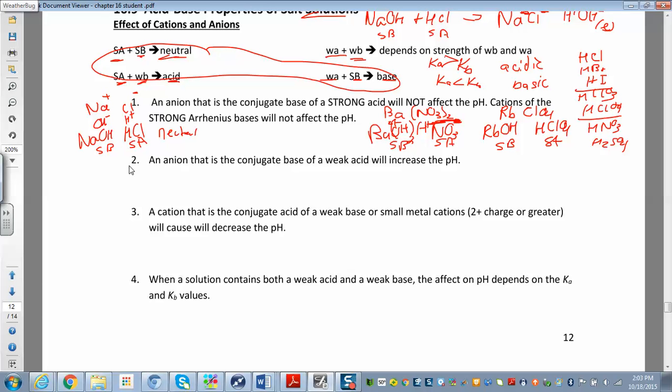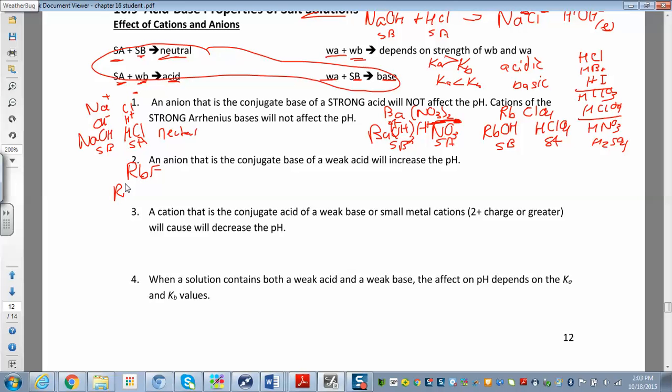So here we have something. Let's try this one. Try RbF. I'm going to split this into RbOH plus HF. HF is a weak acid, and RbOH is a strong base, so that's going to make this guy basic.